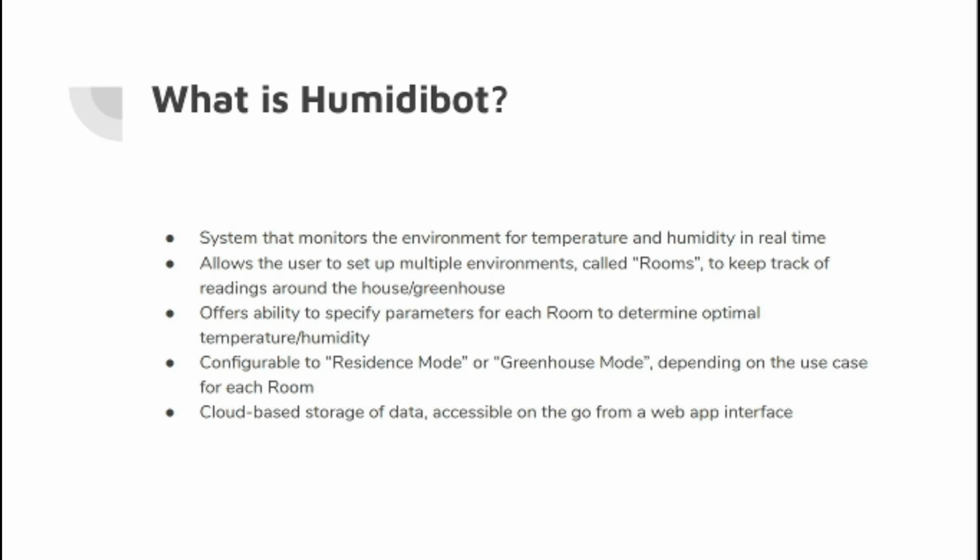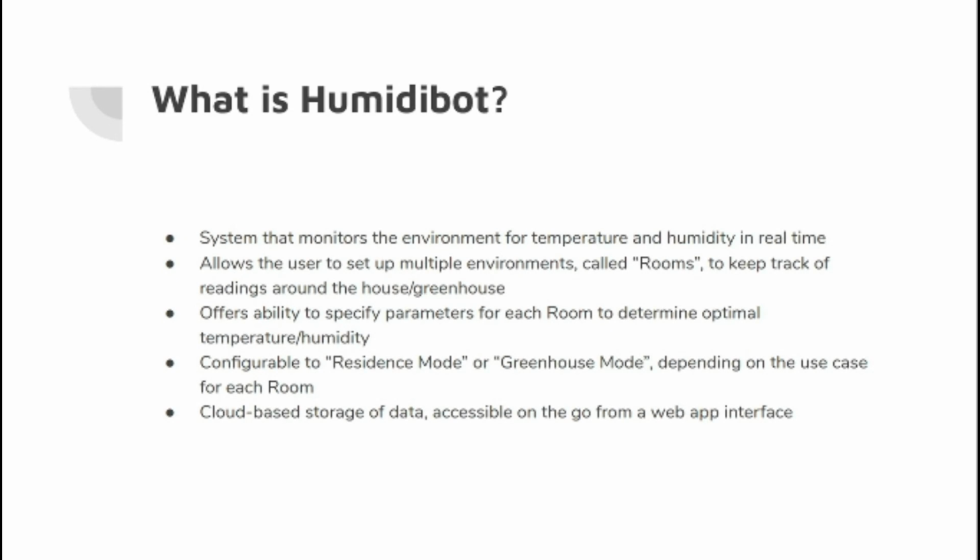Now, the average person probably has really no idea what level of humidity they're aiming for. So we offer our abilities to the user to specify parameters for each room and determine optimal temperature and humidity for that room. That'll take into account things like the number of plants there, the number of people living there, things like that. That will change what is optimal for that room. Now we have a residence mode and a greenhouse mode that you can set for each individual room, not just your whole entire account. That'll help also determine what the proper level of humidity is.